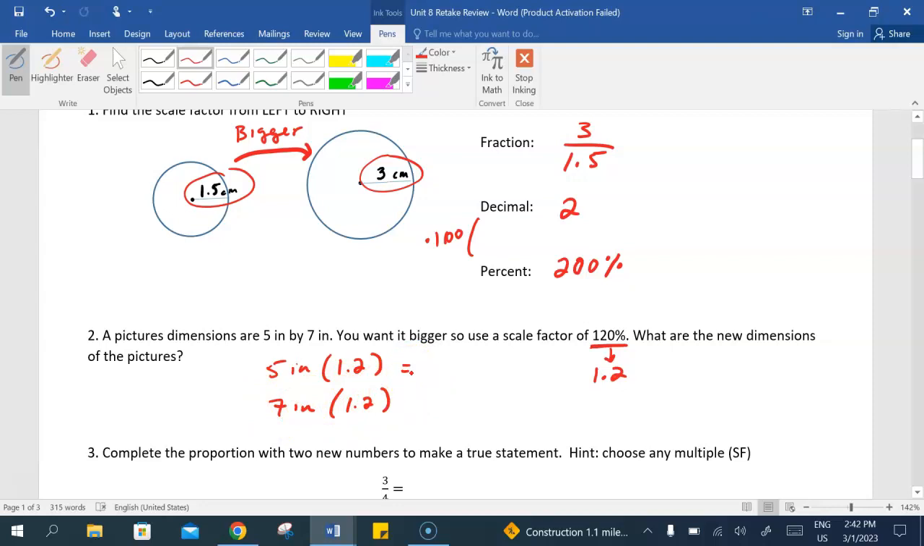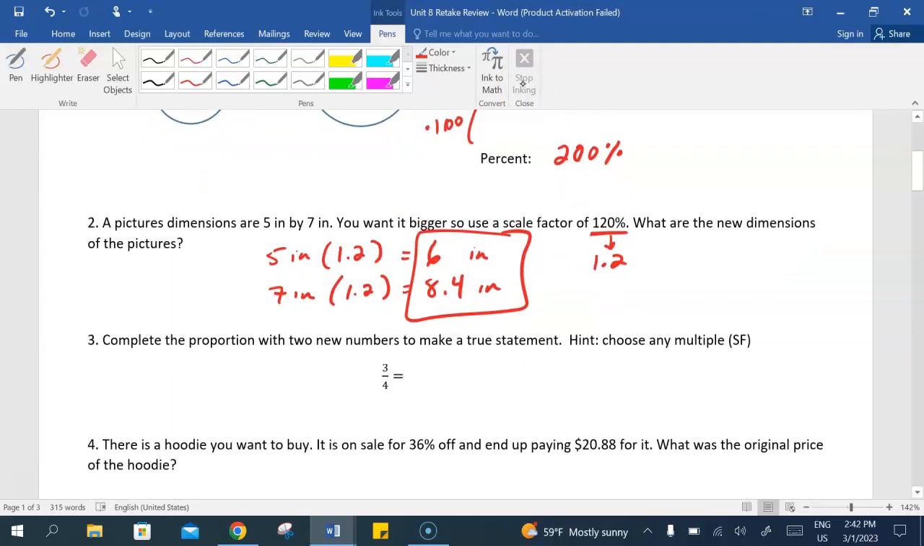Okay, so if I go ahead and take my calculator, 5 times 1.2 will give you 6. 7 times 1.2 will give you 8.4. So my new dimensions would be 6 inches by 8.4 inches if my scale factor is 120%.